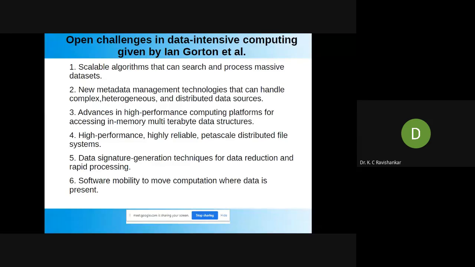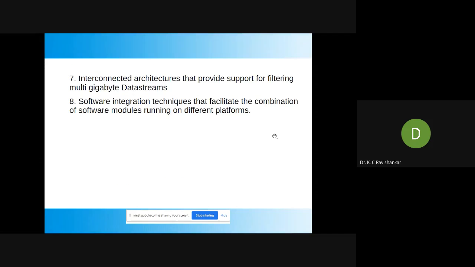Advances in high-performance computing platforms accessing in-memory multi-terabyte data structure. An in-memory data structure is created; it will be there in memory to access the data. High performance, highly reliable, petascale distributed file system. Data signature generation techniques for data reduction and rapid processing. So it is sort of indexing. Software mobility to move computation where the data is present. So data movement is costly, so move the computation only to the location where data is available. Interconnected architecture that provides support for filtering multi-gigabyte data streams. Software integration techniques that facilitate the combination of software modules running on different platforms.